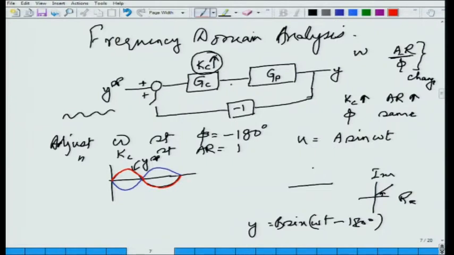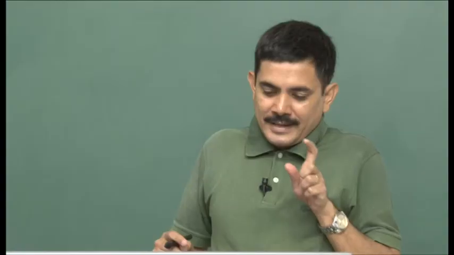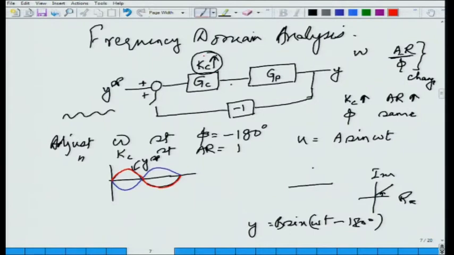Yes or no? Okay. So, if I am at that frequency and I adjust the Kc such that the amplitude ratio is 1 and the phase shift is minus 180 degree, then this red wave would be the same as this black wave. The red wave and the black wave would be exactly the same.